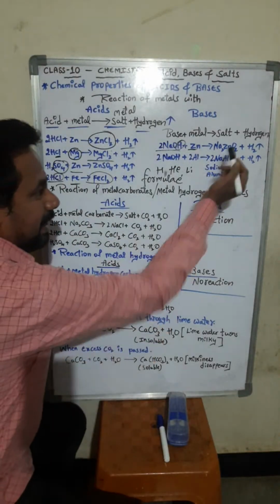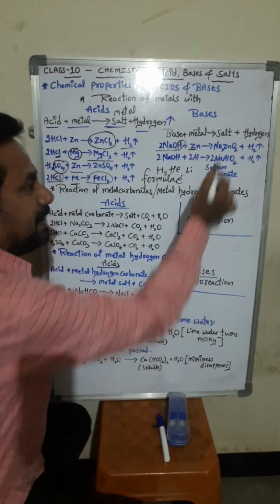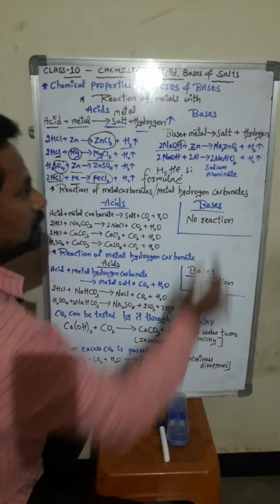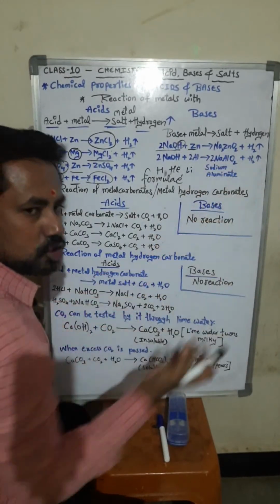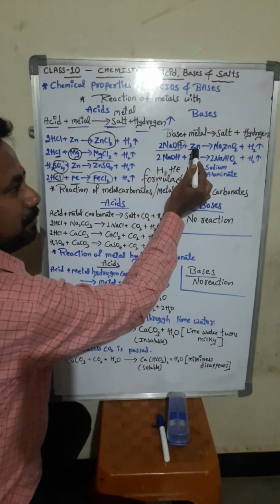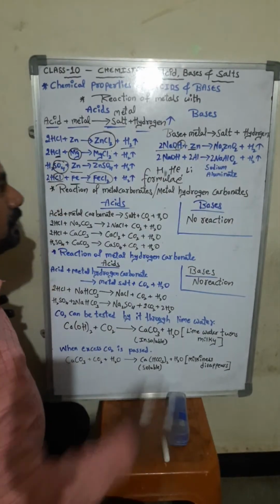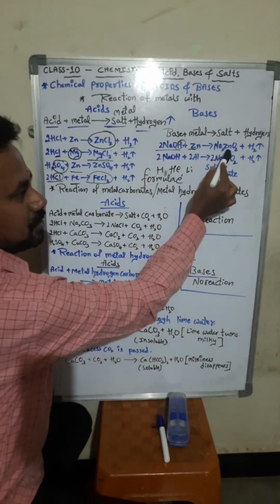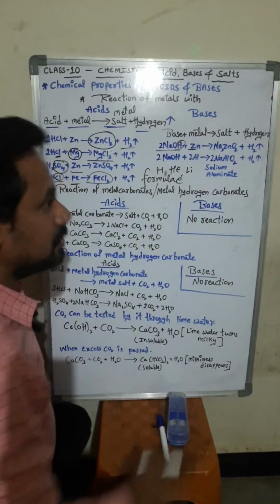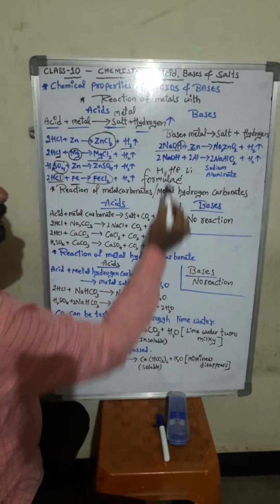So what is Na2ZnO2? I have told you, sodium zincate. What is sodium zincate? It is a salt. Salt is forming and hydrogen gas is liberating. Sodium hydroxide, zinc, sodium zincate, hydrogen gas. Base, metal, salt, hydrogen gas. I have already written that above for your better understanding.